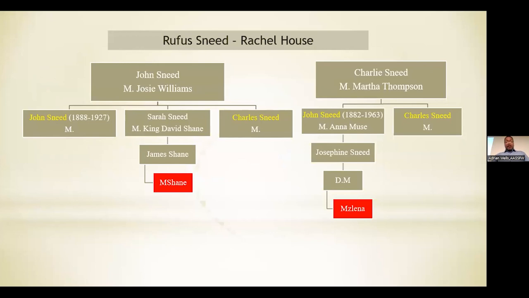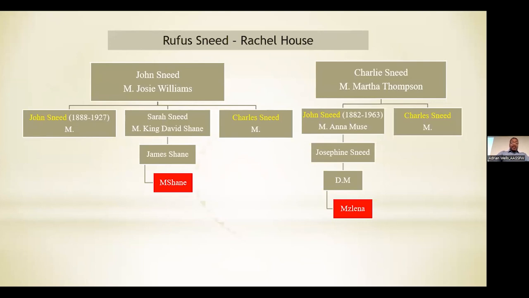So with these two particular persons in Rufus's household, I build them out to see what's going on. So here we have Rufus Sneed and Rachel House. And so their son, John Sneed. And doing research for Rufus's son, John, I see that he married a Josie Williams. And then Charlie married a Martha Thompson. But the thing was, if you look at here, John, who married Josie Williams, named his son John.